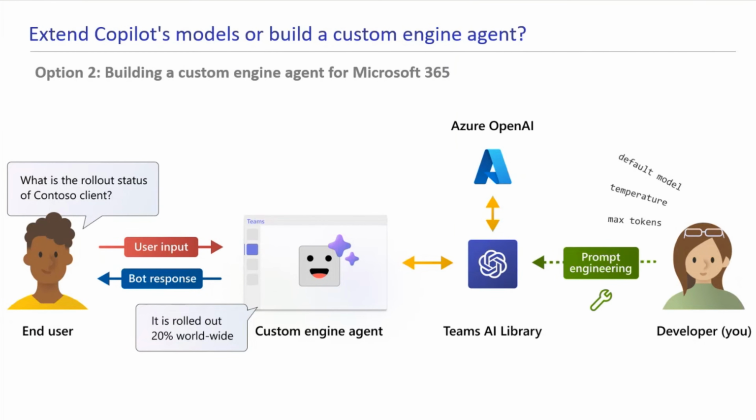Now, whenever you wanted to create a custom engine agent for your Microsoft 365, Nandip has already explained this, but whatever the user is giving as input goes to the custom engine agent. It can be, as I said, Teams Toolkit, or it can be Copilot Studio, and the developer would have to do the prompt engineering. It would have to call OpenAI or the deployment models which we have called, and then it would respond back to the end user.